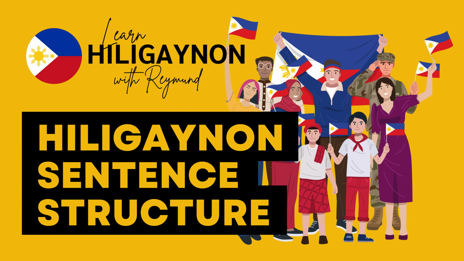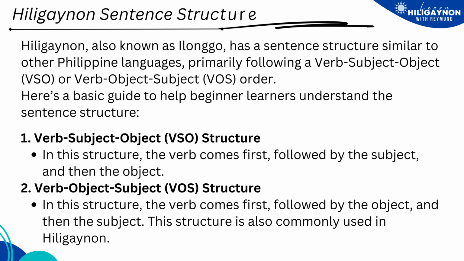Hiligaynon sentence structure. Hiligaynon has a sentence structure similar to the other Philippine languages, primarily following a verb-subject-object (VSO) structure or verb-object-subject (VOS) order or structure. So here's a basic guide to help beginner learners understand this sentence structure.